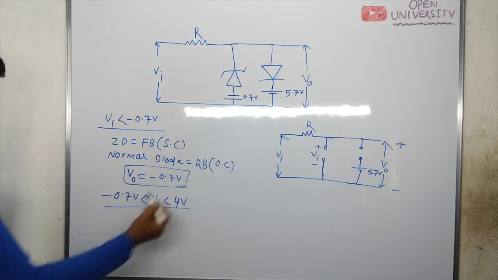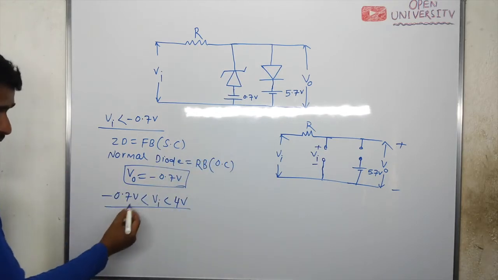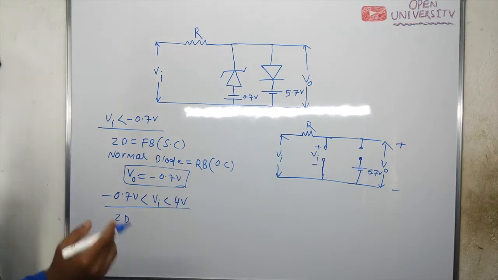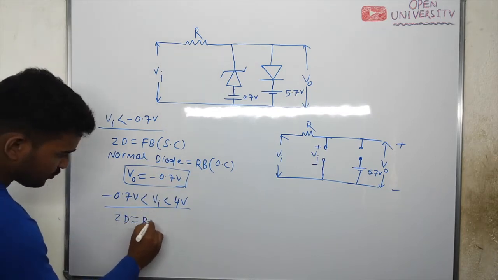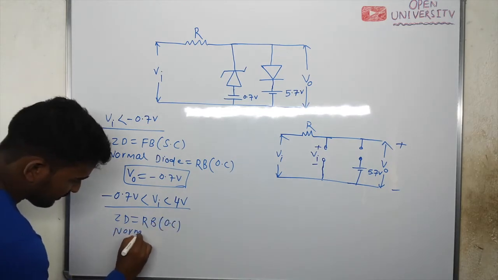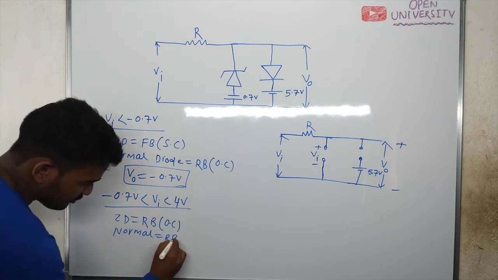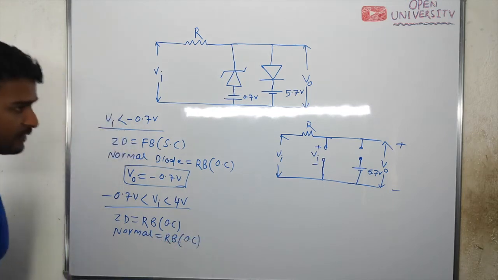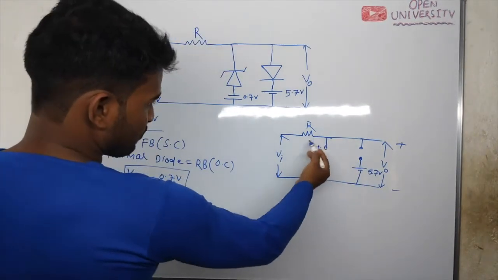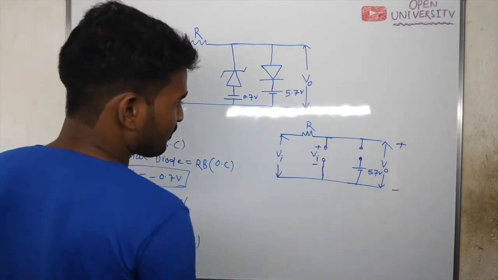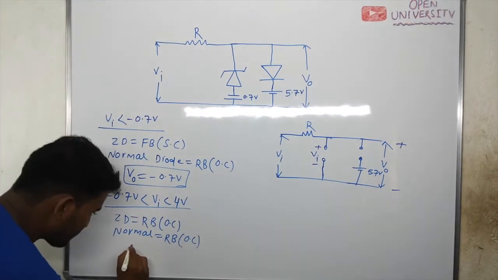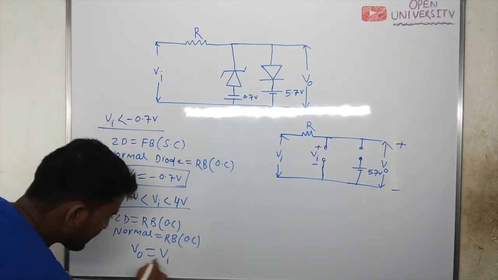So here, in this case, when input voltage is less than 4 volt and greater than minus 0.7 volt, Zener will be reverse biased but not in breakdown, so we'll consider it to be open circuit, and normal diode will be in reverse biased and it is also considered to be open circuit. Then what will be the output voltage? Output voltage will be equal to input voltage. No voltage will drop across the resistance because no current will flow. Entire input will be transferred to output, so your output voltage will be equal to input voltage.